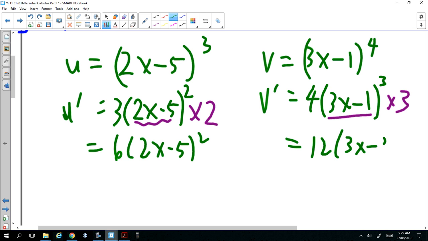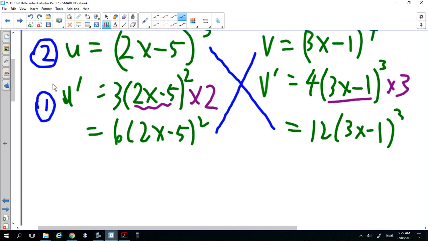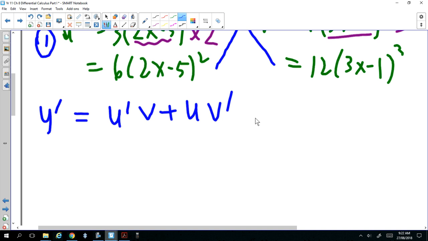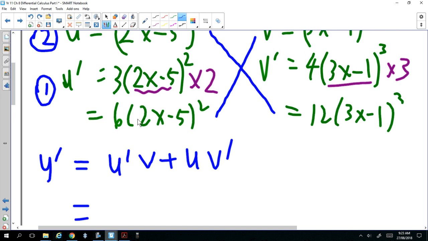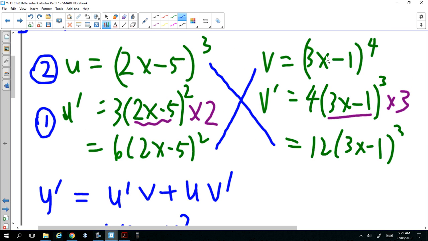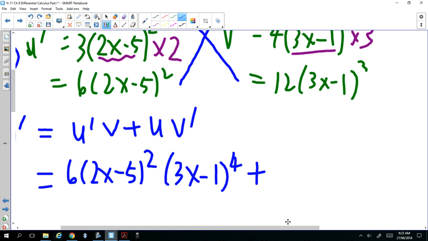Now we cross multiply, starting with the U dash and then doing the second one. So y dash is U dash V plus U V dash. Remember, UV lights, very easy to remember. U dash V is 6(2x minus 5) squared, multiplied by V, (3x minus 1) to the power 4, plus U V dash, (2x minus 5) to the power 3, multiplied by 12(3x minus 1) cubed.